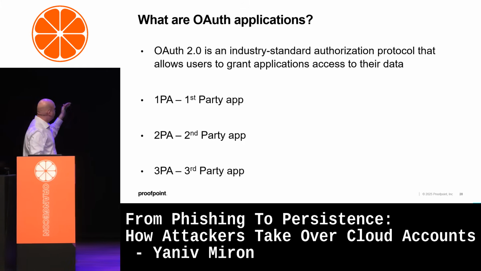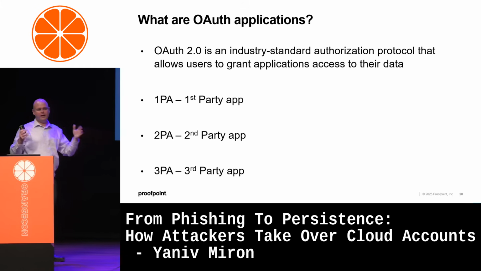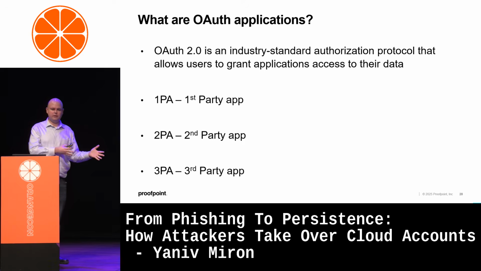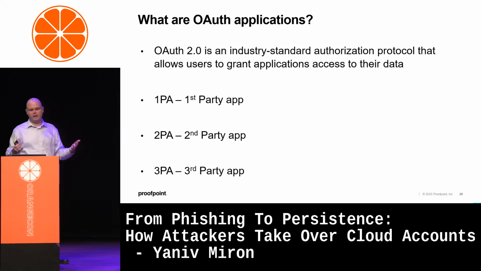Cool. So there are 3 types of apps in general, and I would say different vendors will call them different ways. We at Proofpoint like to split them into first-party apps, second-party apps, and third-party apps. So first-party apps, and again, if we're just talking about an Azure tenant, for example, those are going to be the apps that Microsoft built and are installed on that tenant.